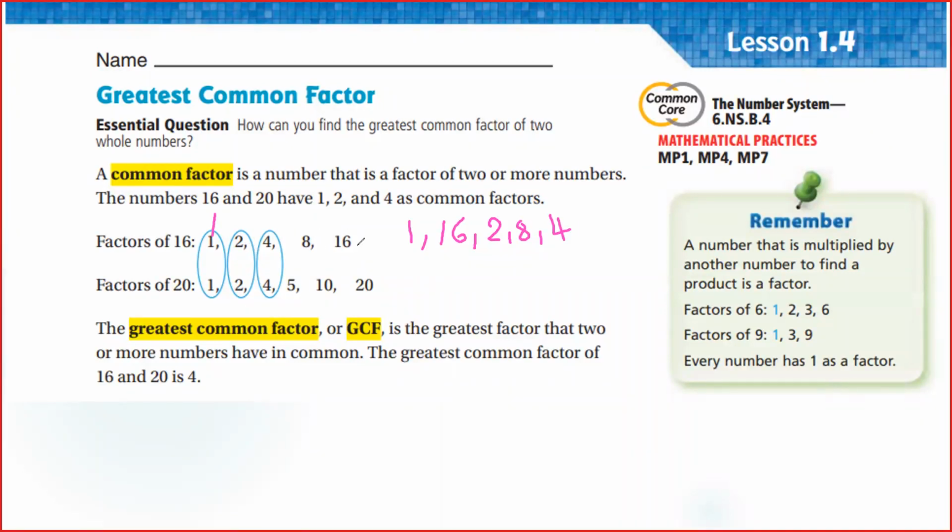Wait a minute, please. Now, after that, we have to write the factors of 20. Give me a pair of numbers. When you multiply them, you get 20.